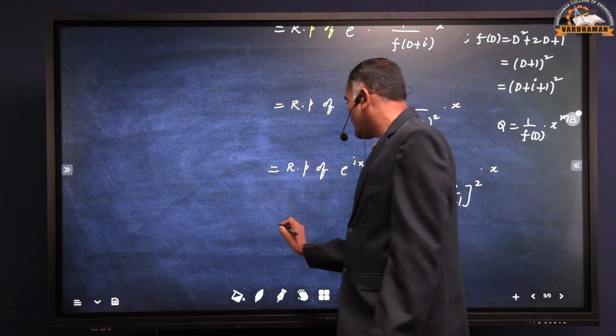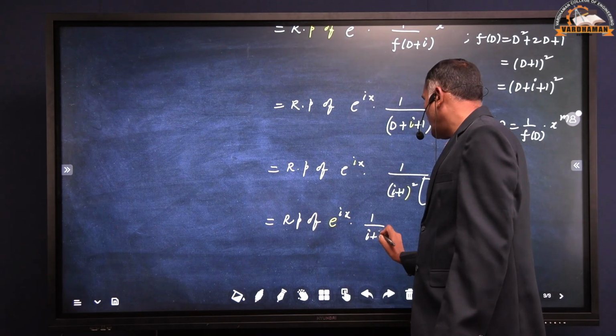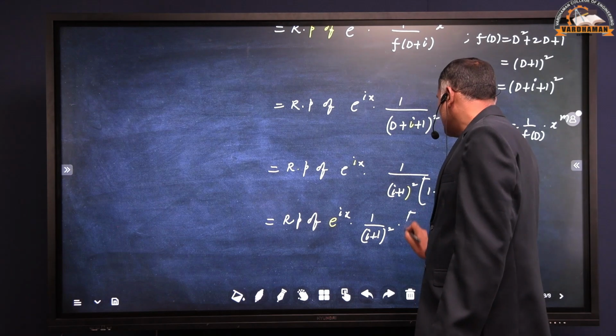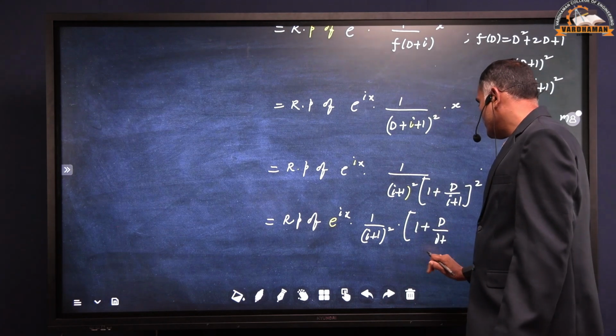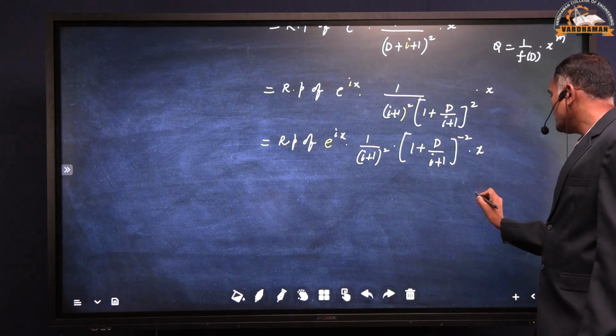Let us take this to the numerator. Real part of e^(ix) times 1 by (i plus 1) whole square. By taking this to the numerator, we get it like this. We get 2. Now let us find the particular integral of this one using this formula.